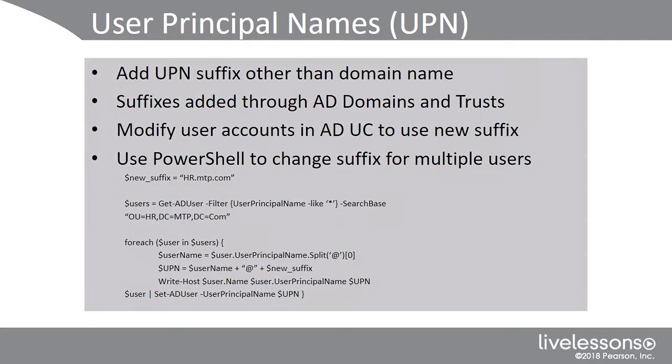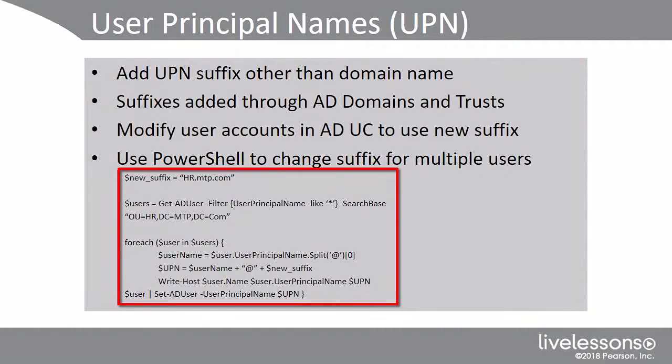You manage these through the Active Directory Domains and Trusts. We're going to see that shortly. And then we need to modify the user accounts in ADUC to make sure the users use this new suffix. But unless you get paid by the hour, changing account by account in Active Directory Users and Computers to add a new suffix is going to get tedious and/or expensive. So what we'll do is use this PowerShell command to change the UPN suffix for multiple users.